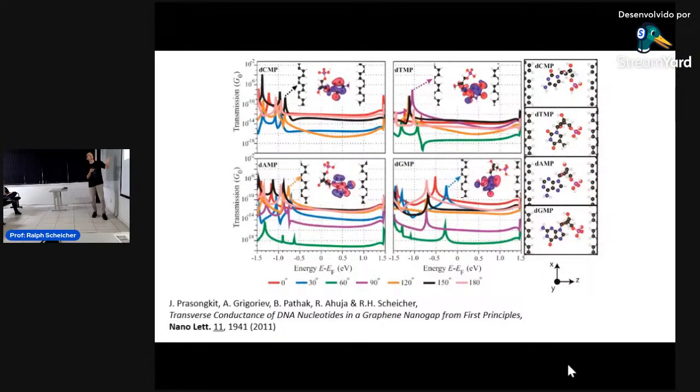So just to explain to you, the 4 different panels stand for the 4 different nucleotides being in the gap here. And the different colors of these curves correspond to different rotation angles. And so what we basically see here is that depending on the rotation angle, we get different coupling between the orbitals of the nucleotide and the graphene electrodes.